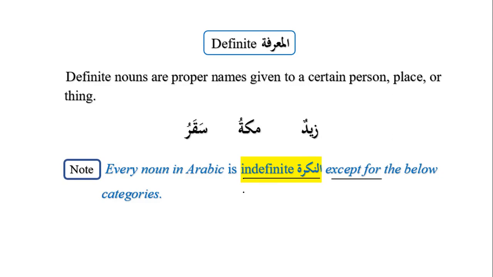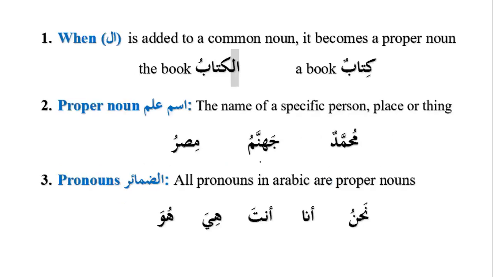So what are those categories? Number 1, when al, lam tarif, as we know, when al is added to a common noun, it becomes a proper noun. For example, kitabun means a book. And when we say al-kitabu, then it means the book. So as we can see here, when we add al to a common noun, it becomes a proper noun.